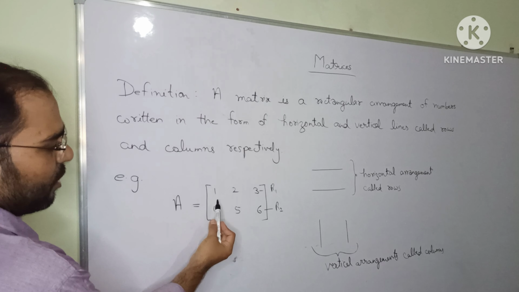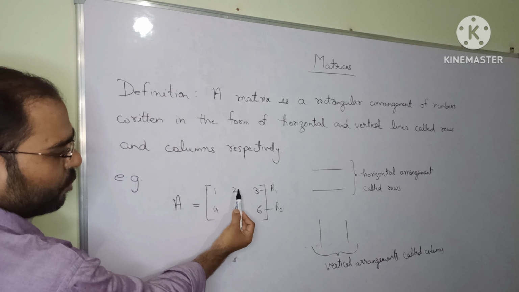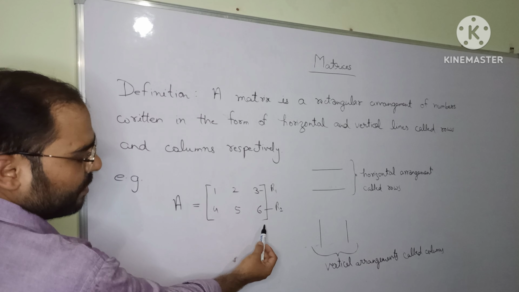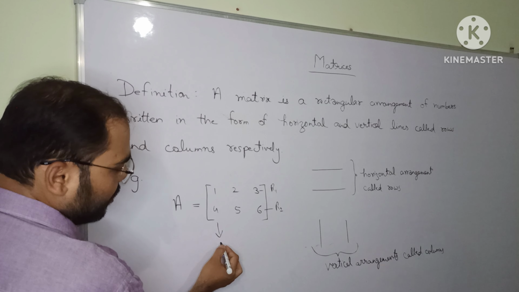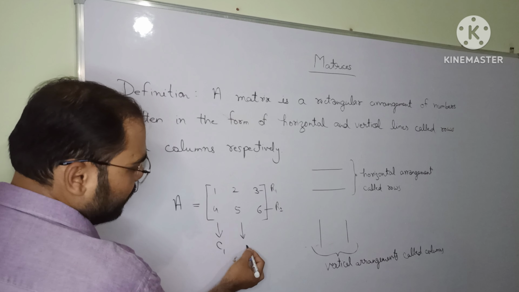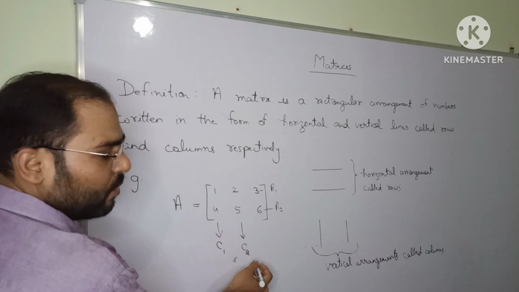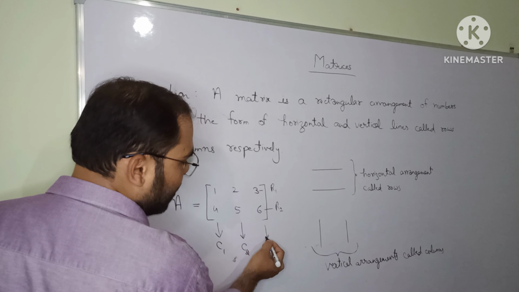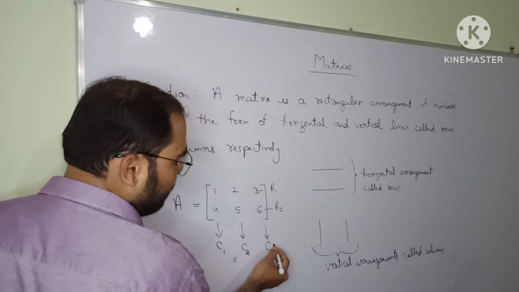Now we have three columns. 1 4 is the first column, 2 5 is the second column, 3 6 is the third column. This one is C1 which represents column 1. This one is 2 5, C2 which is column 2, and this one is 3 6 which is column 3.